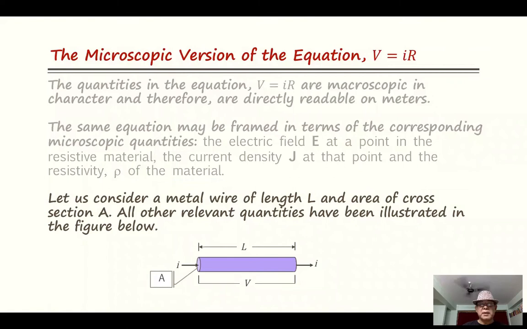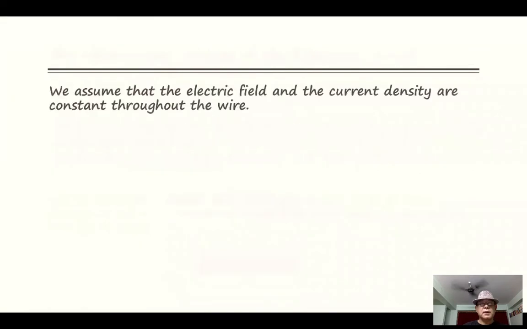Let us consider a metal wire of length L and area of cross-section A. All other relevant quantities have been illustrated in the figure below. We assume that the electric field and the current density are constant throughout the wire. Then we have V equal to E multiplied by L, I equal to J multiplied by A, and R equal to rho into L by A.